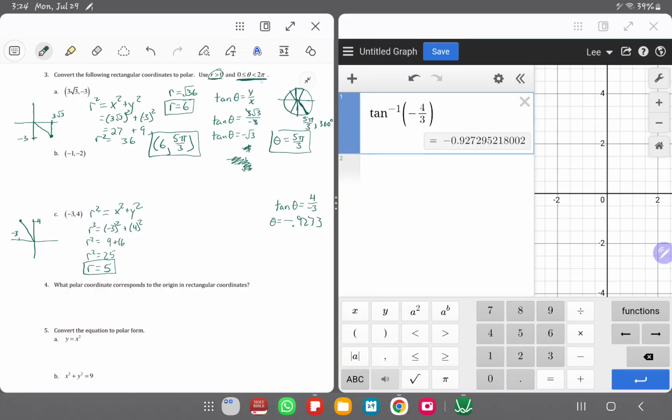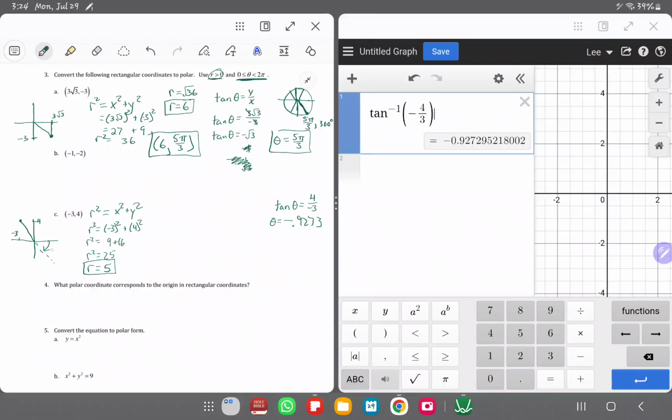That is not between 0 and 2 pi. So if we want an angle between 0 and 2 pi, then what do we have to do? We have to add 2 pi to that. First, I guess we should ask, where is this before we add 2 pi? This angle is going to be somewhere down here, actually, in quadrant 4, right? Because inverse tangent is always going to give us something between -pi/2 and pi/2.